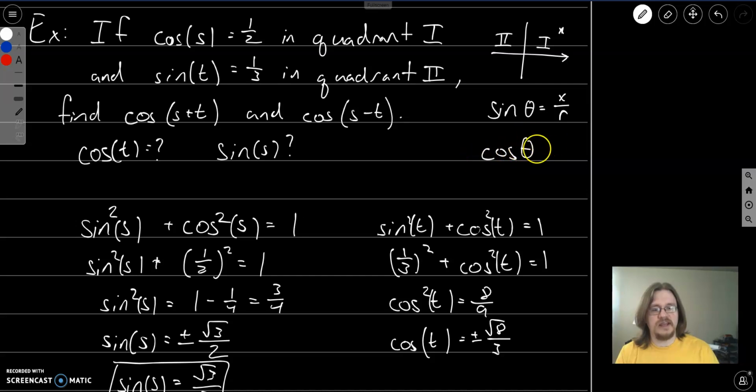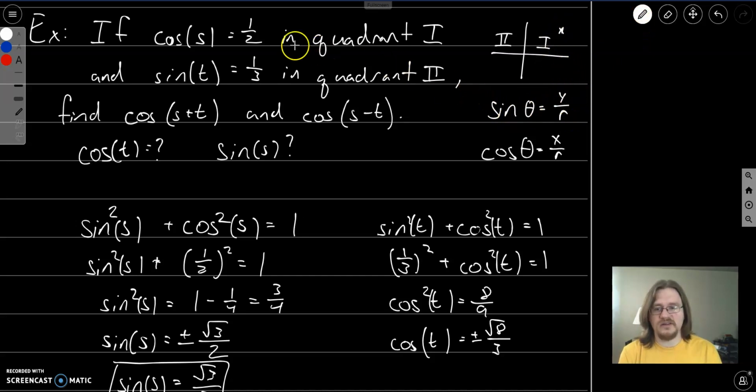Well, the cosine of any angle, I made a mistake before. The sine of an angle is y over r. And the cosine of an angle is x over r. So I made a mistake before, but it doesn't change anything.